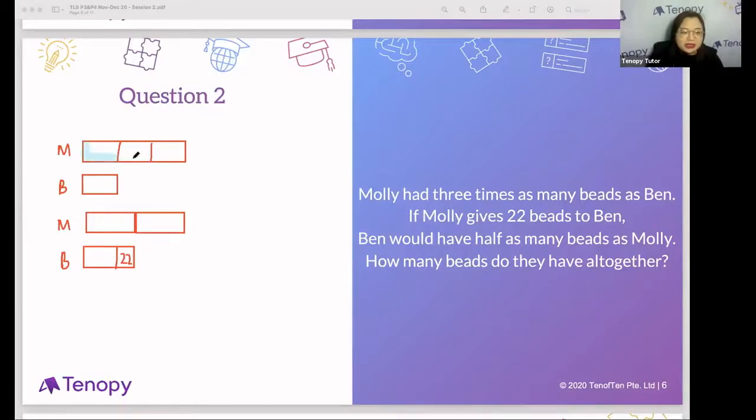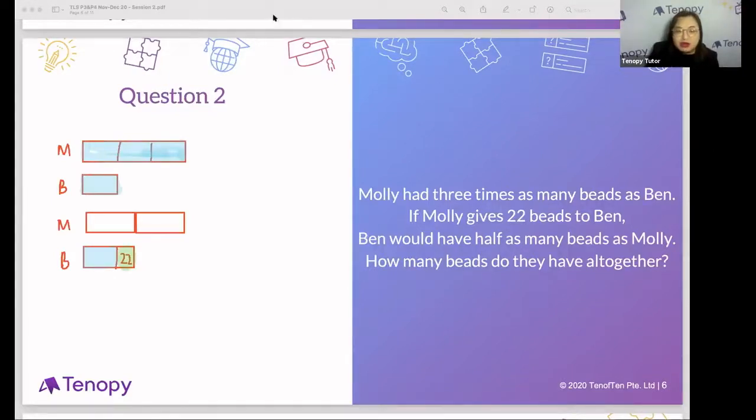I'll show you by colors, right? This is the 3 units. This is the 1 unit. This is based on the phrase statement. And then when Ben received that 22 from Molly, this is the same 1 unit. And then he received this 22. This is the received part. Now Molly becomes twice. Ben is half as many as Molly, so Molly has twice of it.